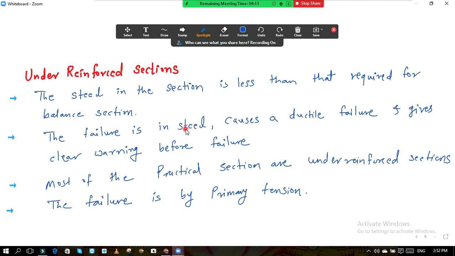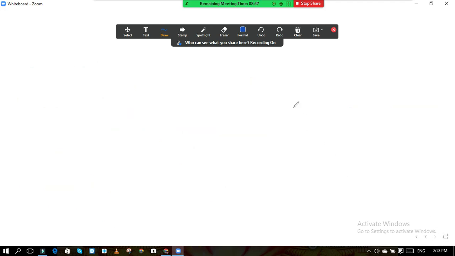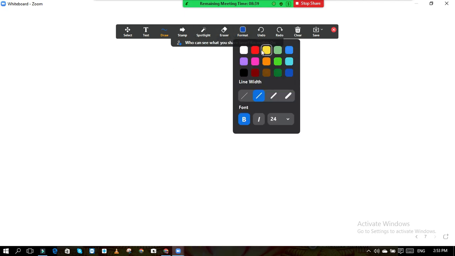Okay. And all the sections are practically designed as under reinforced sections. And the failure is due to the tension, primary tension. Okay. And here your XU is less than XU max. And the last point we will cover is the over reinforced section, so that in the next lecture we will take MCQs based on this.